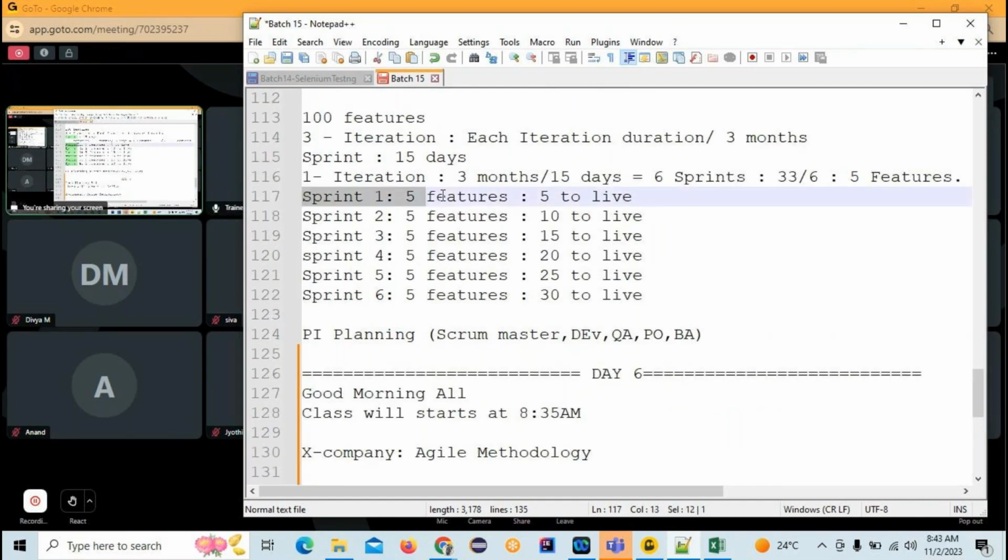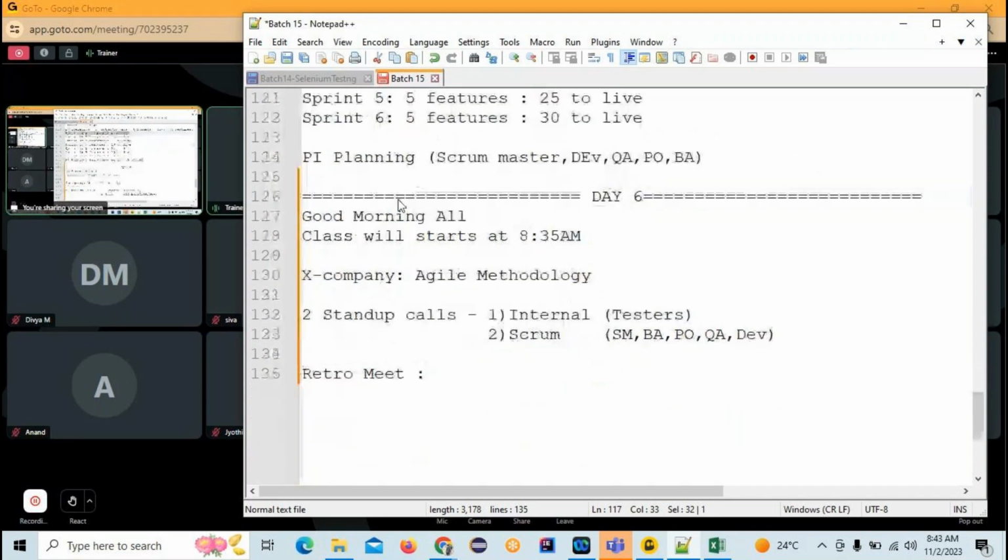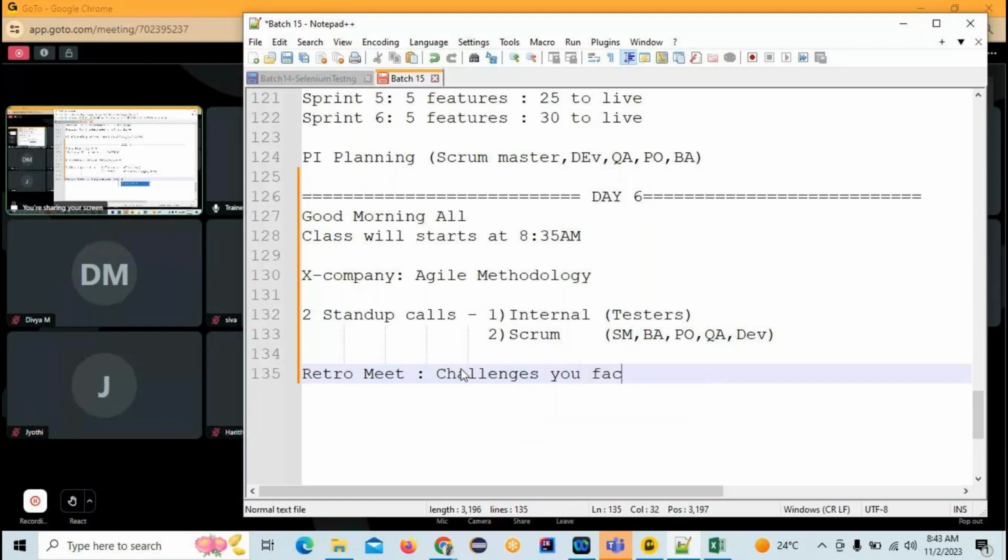While doing work, while doing testing, while doing development in sprint one, what are the challenges you faced? Maybe a tester may face some challenges with the developer, or a developer may face some challenges with testers. Maybe the environment is not stable to check features on time. We have some issues, right? So we have to talk about all those issues in that retrospective meet.